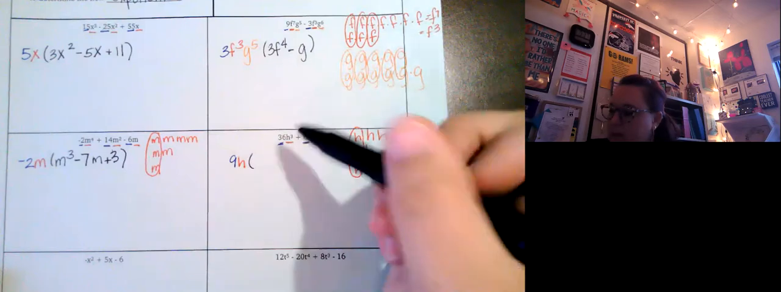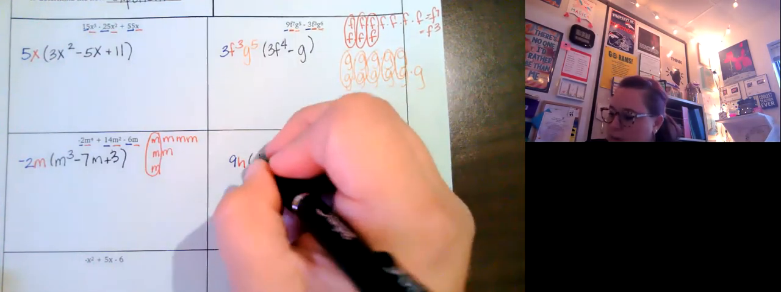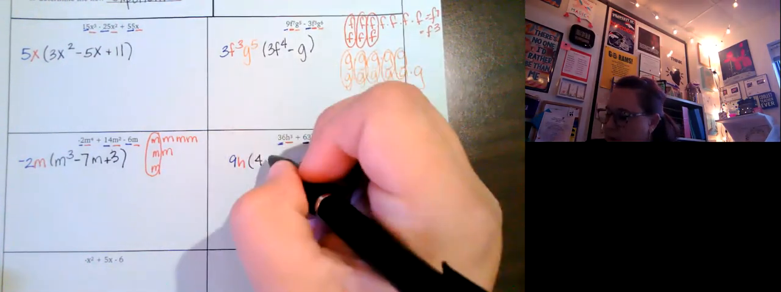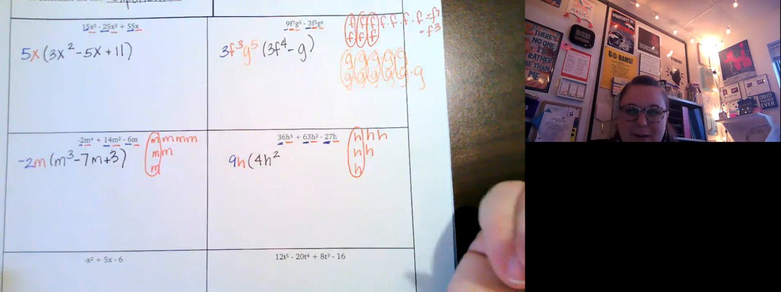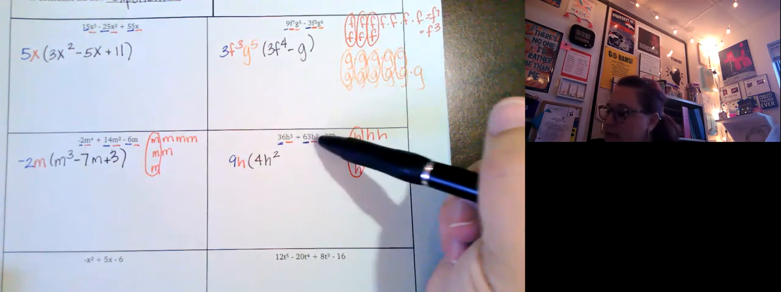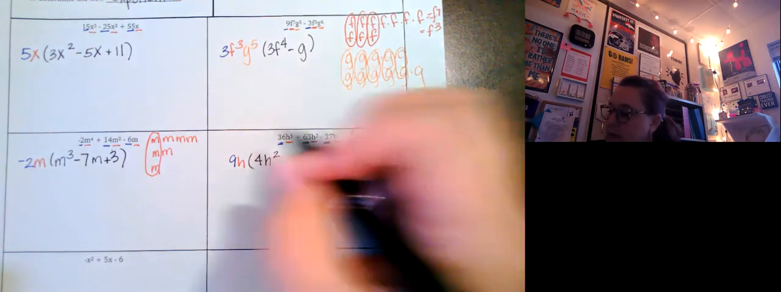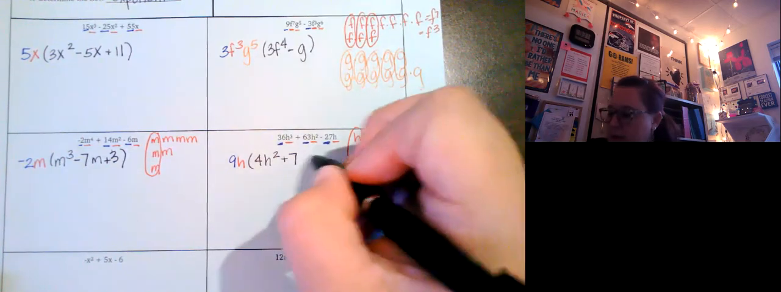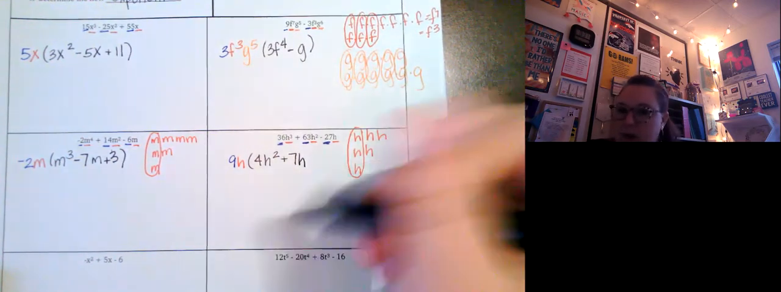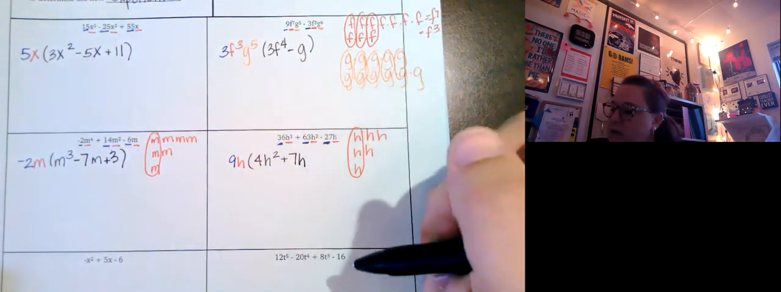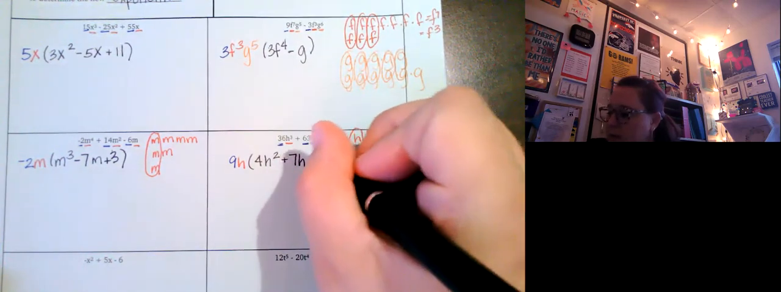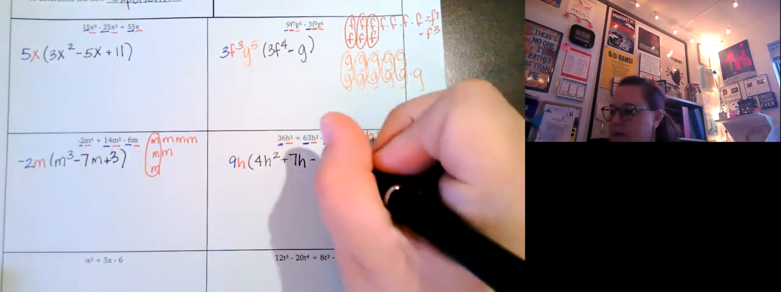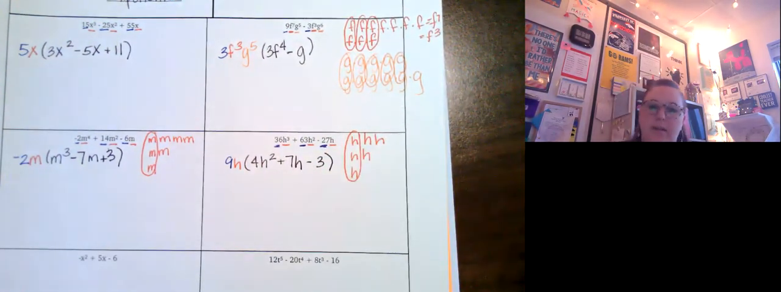Now what does that leave me with? 36 divided by 9 is 4. h to the 3rd becomes an h to the 2nd because we factored out one of them. 63 divided by 9 is 7. h to the 2nd becomes a regular h because we factored one out. -27 divided by 9 is -3, and our h was factored out. So there's our polynomial.